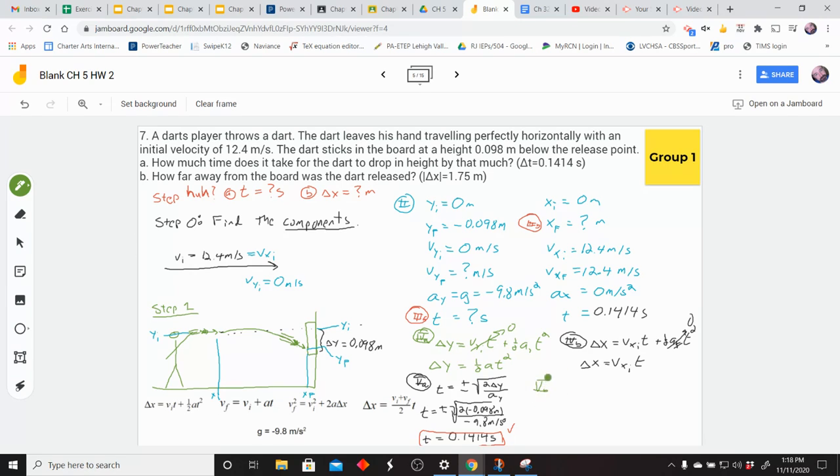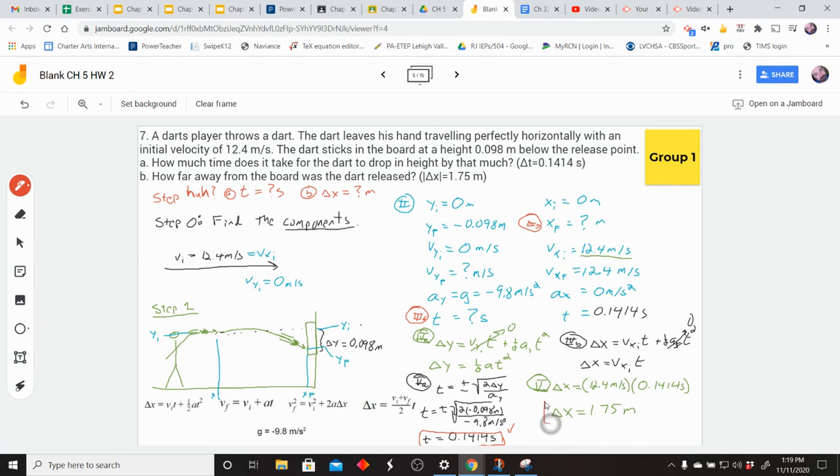Step 5 on the b side is going to be fairly simple because we have the thing we want on one side already. Delta x is equal to v sub x initial, that's this number here, 12.4 meters per second times t, which is that number we fought so hard to get on the first side, 0.1414 seconds. Ask your calculator, what is 12.4 times 0.1414? And your calculator will tell you that delta x is equal to 1.75 meters.